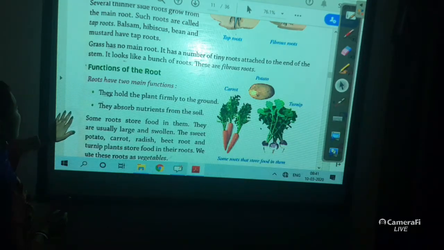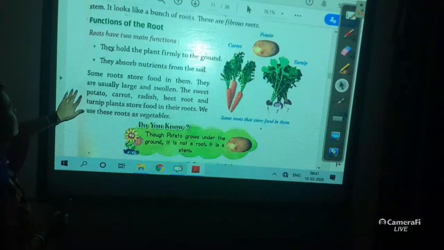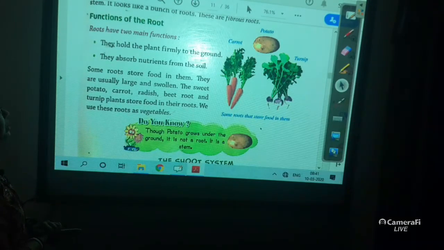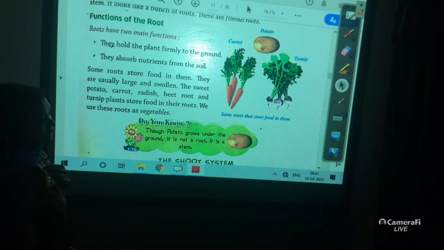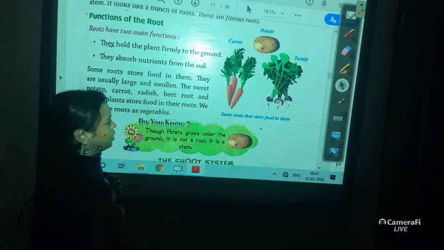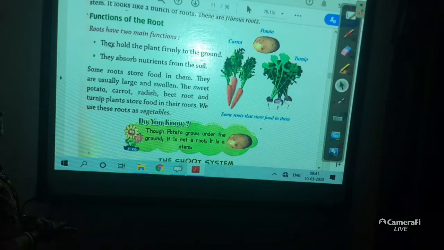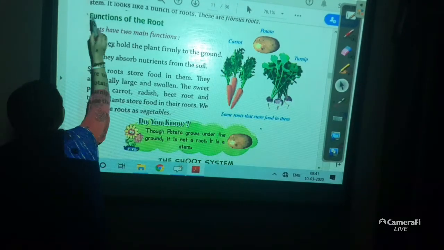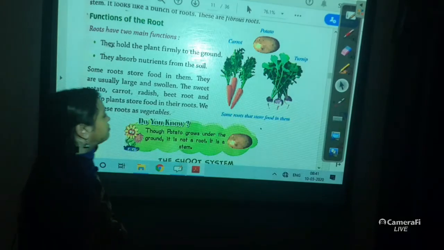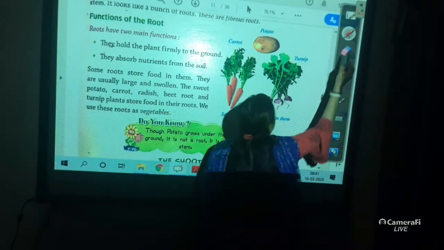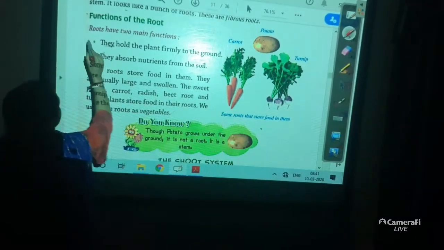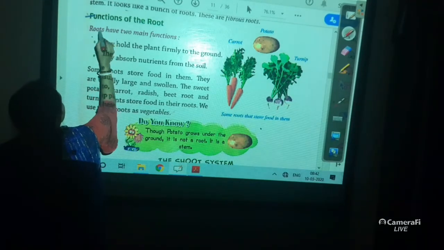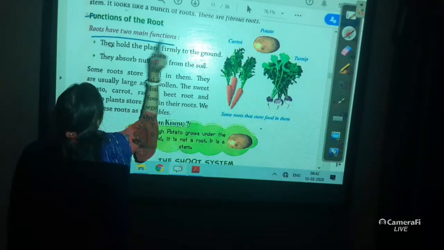Okay. Now we will learn about the function of the root. Now we will study what the function of the root is, that is, what work roots do for the plant. Okay. Functions of the root. Roots have two main functions.